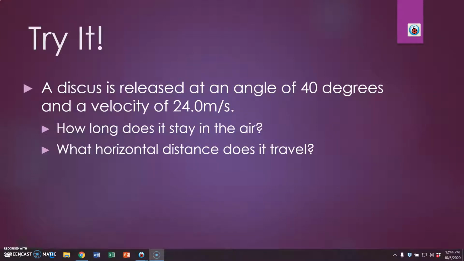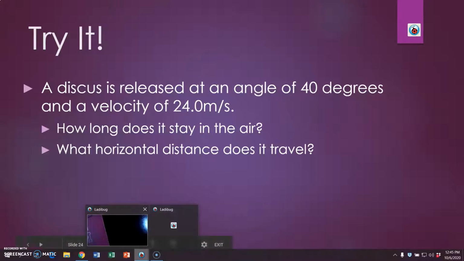All right, let's look at projectiles that are launched at an angle. So on our projectile motion part 2 notes, we had this problem here. We had a discus released at a 40-degree angle, and it has an initial velocity of 24 meters per second. We wanted to know a couple of things. We want to know how long it stays in the air, and while it's in the air, how far does it go down the field? So what horizontal distance does it travel?